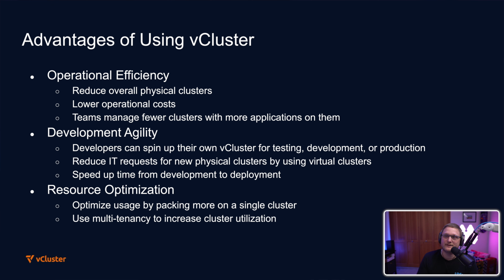Development agility. Developers can spin up their own vCluster for testing, development, or production. So they can reduce IT requests for new physical clusters by using these virtual clusters. And they speed up the time from development to deployment, because they're creating a cluster within seconds instead of waiting 30 to 45 minutes or longer for that to get configured in AWS or GKE or something like that. Resource optimization: optimize usage by packing more on a single cluster, and you can use multi-tenancy to increase cluster utilization.